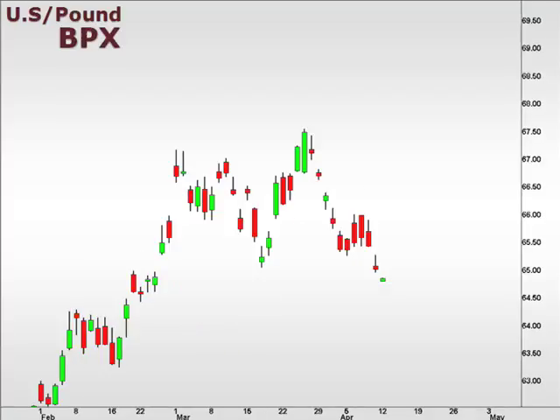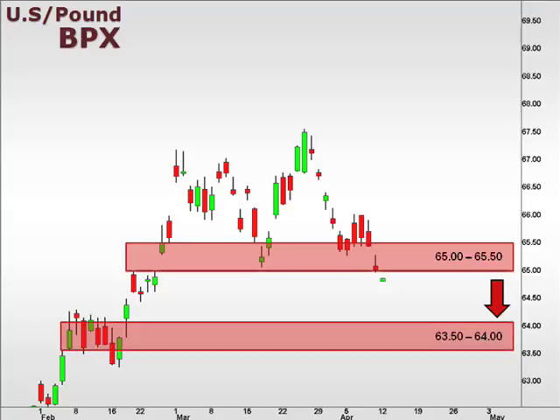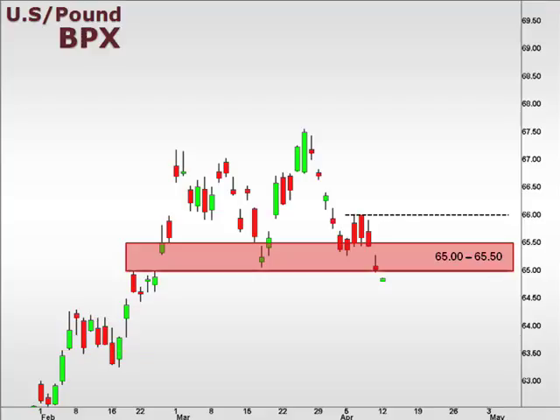Well, the BPX continues to slide lower as the US dollar slips against the British pound. Now, we had an important support level last week identified at the 65, 65 and a half focal zone, and we suggested that a break below that opens the window for a possible test down into the 63 and a half, 64 range.